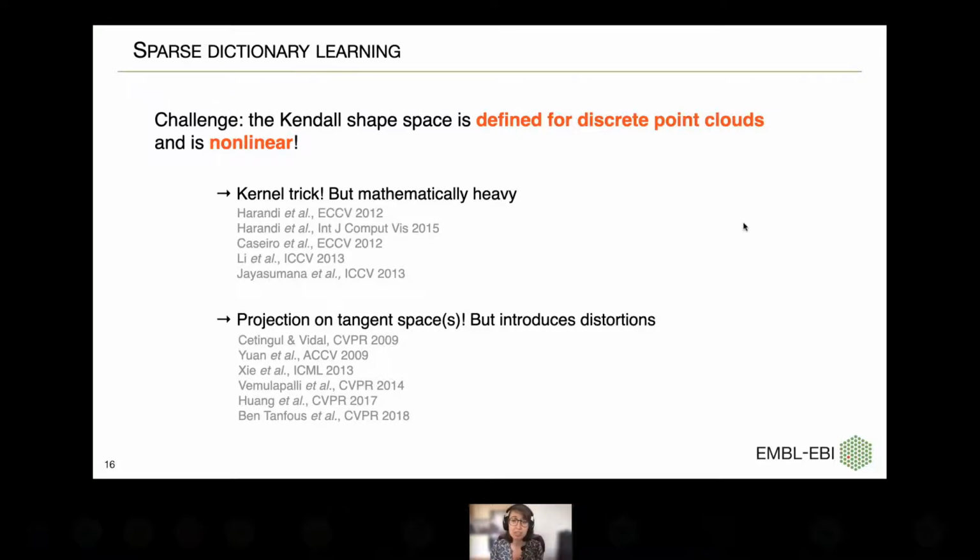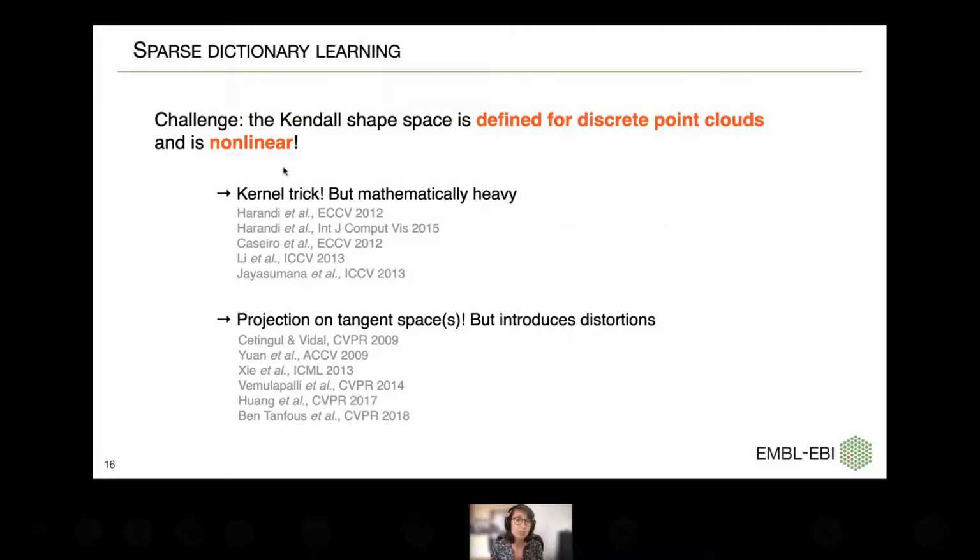That's the first thing. The second thing that is more technical, but also more challenging, is that the space generated by Kendall shapes is a nonlinear space. It's a Riemannian manifold. So what this means concretely is that we just can't reuse the linear formulation for dictionary learning that I showed a few slides ago, because we have to give a meaning to things such as linear combinations on a nonlinear space.